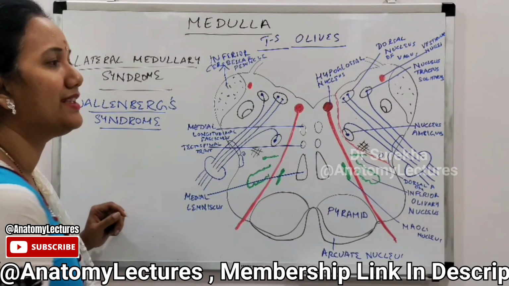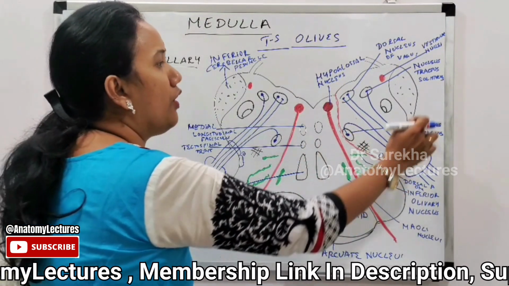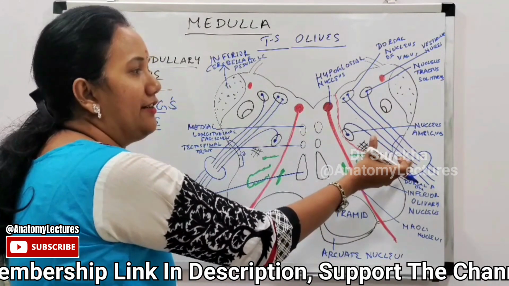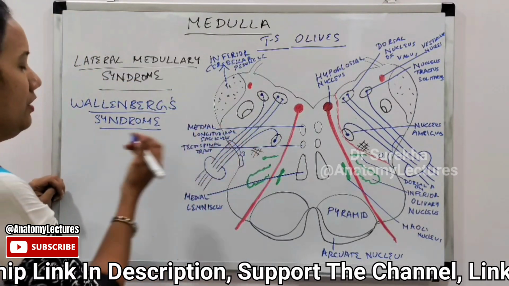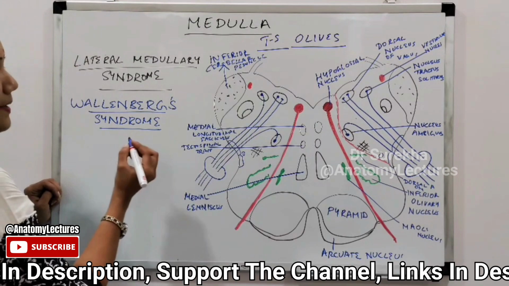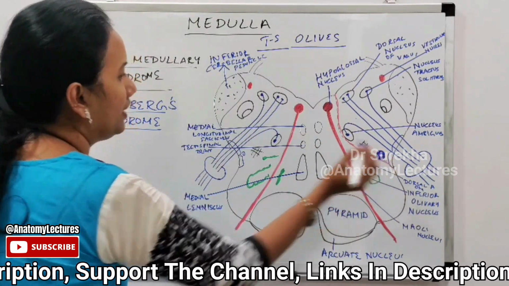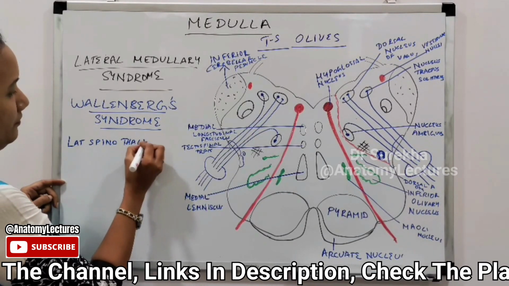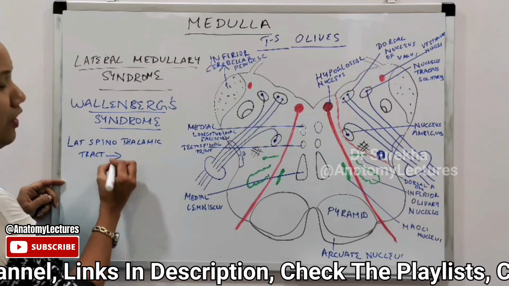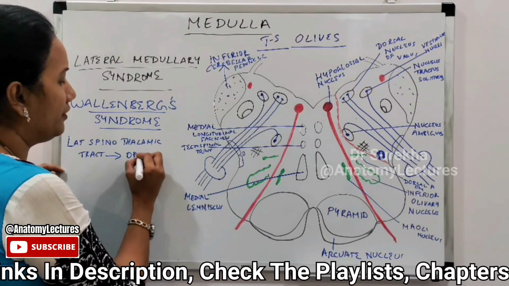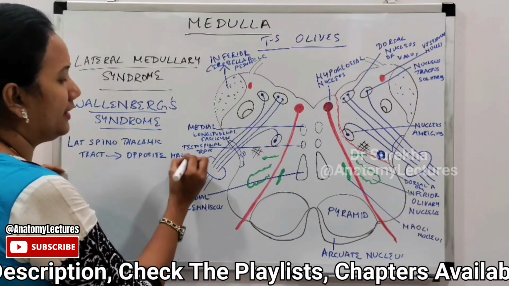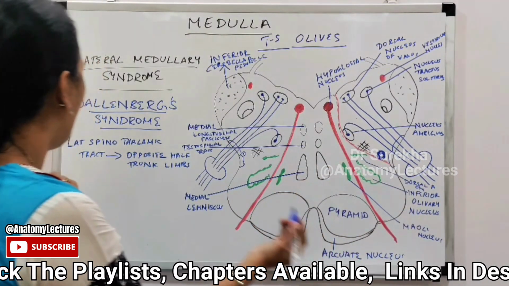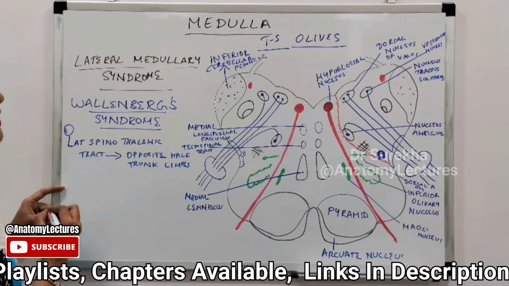So what are all the features which we see in this lateral medullary syndrome? As I told you, this dorsolateral part of the medulla which is supplied by the posterior inferior cerebellar artery is affected in this syndrome. So what is happening? There is involvement of the lateral spinothalamic tract. So there will be a loss of pain and temperature sensation in the opposite half of the body, that is the trunk and the limbs, because of the involvement of the lateral spinothalamic tract.